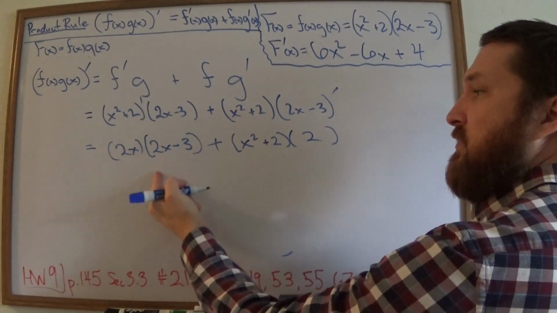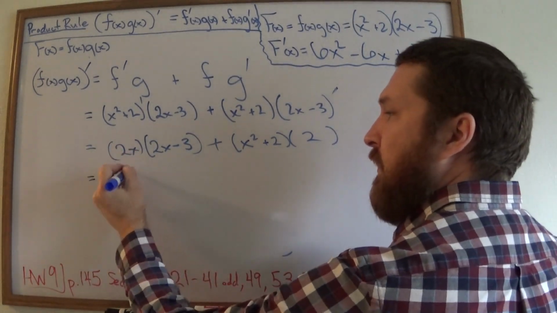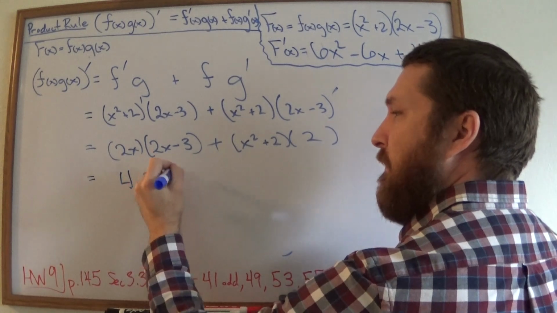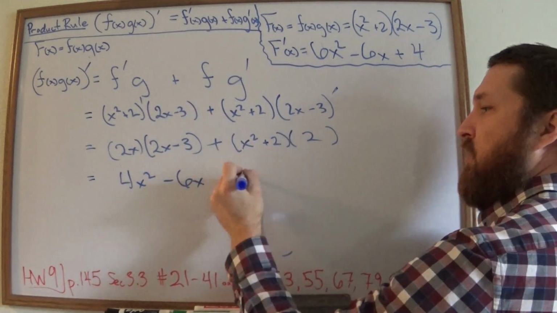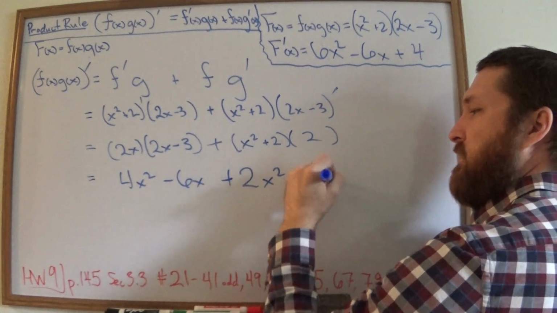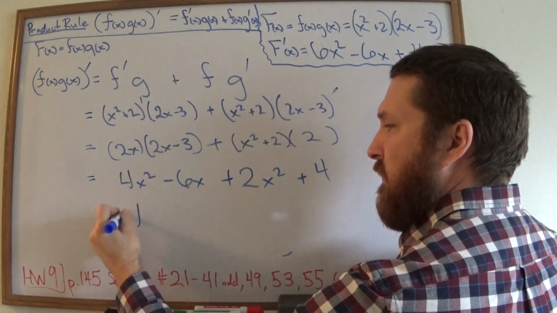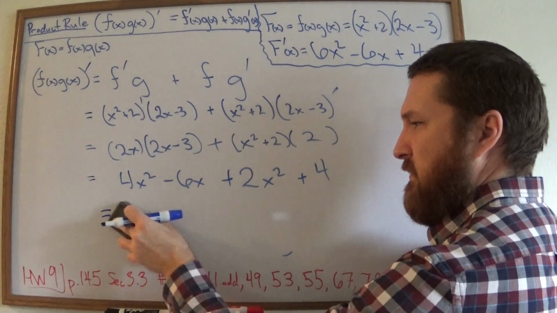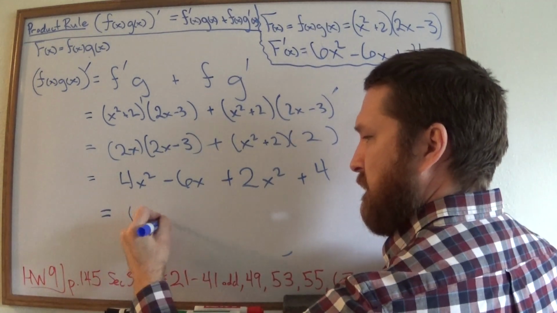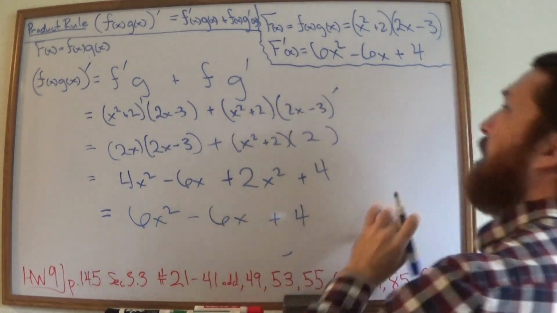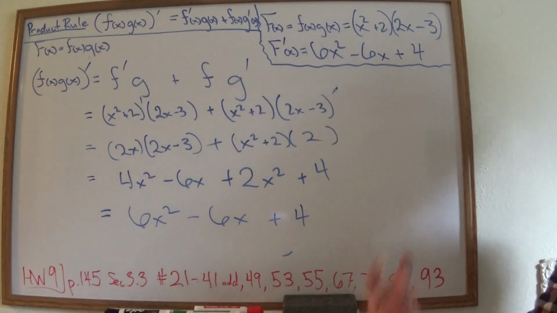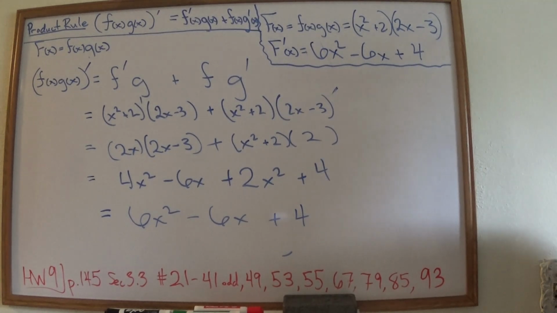And so now let's distribute this through. 4x squared minus 4x squared minus 6x plus 2x squared plus 4, which is... oh, nope. How many x squared? 6x squared, minus 6x. Is that what we got when we did it the other way? Yeah. Nice. Okay, so that demystifies it. That's why it is that way.